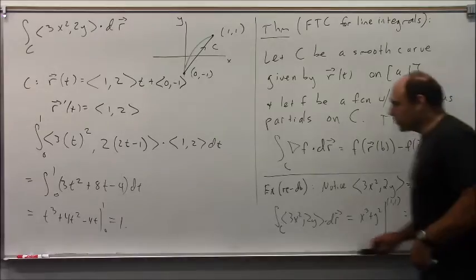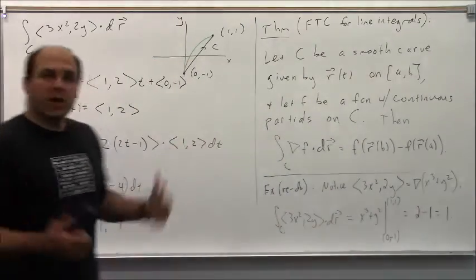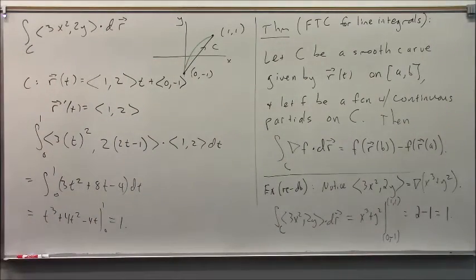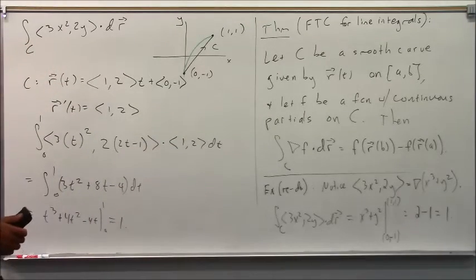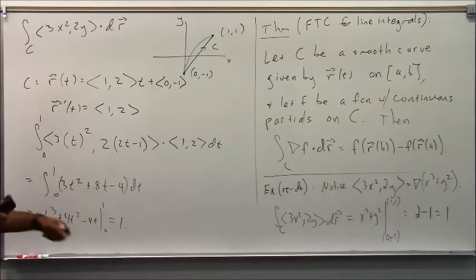So the question you ask yourself at this point is, which method would you rather do? Do you want to parameterize your curve, or do you want to find this anti-gradient and apply the fundamental theorem? I know which one I would rather do.